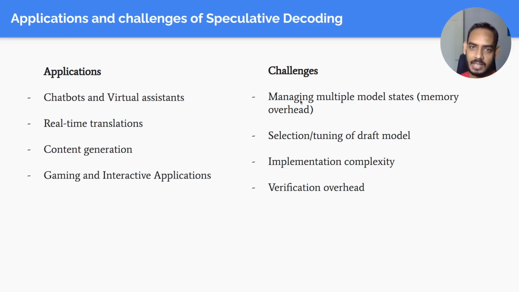But the challenge with speculative decoding is that you have to manage the model states for the draft model and the large language model. How you select your draft model is also one of the challenges. Managing these two models also increases the complexity. And the large language model has the overhead of verification, as it has to verify whether the output generated by the smaller model is correct or not. These are some of the challenges with speculative decoding.